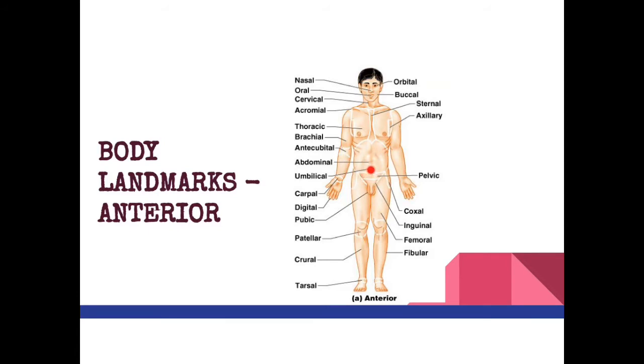Umbilical, your navel or belly button. Pelvic, the area overlying the pelvis. Carpal, your wrist. Digital, your fingers as well as your toes. Pubic, the genital region. Inguinal, your groin. Coxal, the hip. Femoral, thigh. Patellar, anterior knee. Crural, lower leg. Fibular, the lateral part of your lower leg. And tarsal, your ankle.